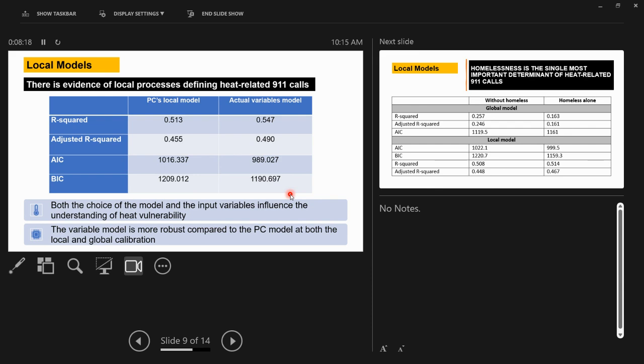At the local model, this is the comparison. We see an increase in R squared for the actual variable model from around 33% to around 55%, and for the PC-based model from around 28% to 51.3%. Hence, that is evidence that there is local variability of some of these drivers or processes that define vulnerability.